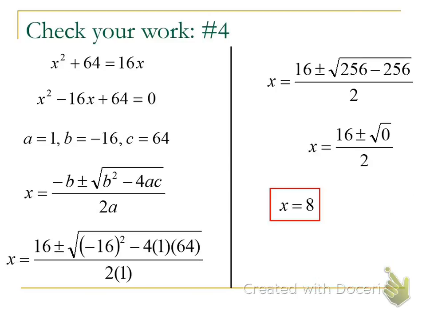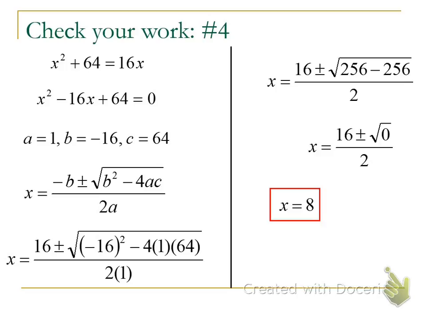All right, if we take a look here at number 4, that you were to try by yourself as well. If you take a look here, it was not in standard form, so you want to subtract 16x from both sides. So you get x squared minus 16x plus 64 equal to 0. So your A term was 1, your B term was negative 16, and your C term was 64.